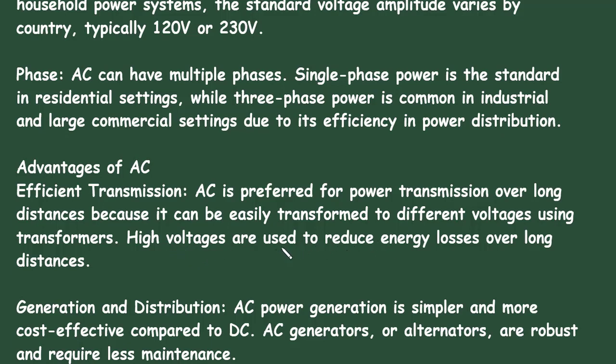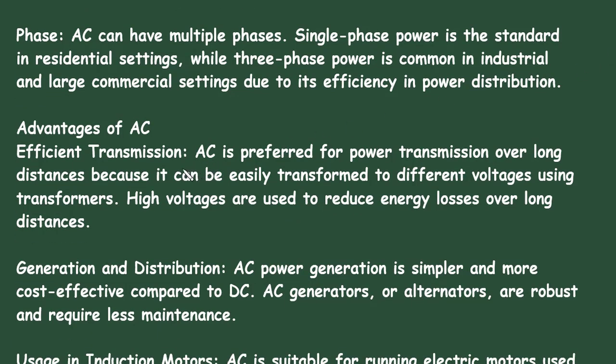reduce its energy losses. Otherwise, what happens? If the current is more in the transmission line, then due to heat, there will be more losses. So to avoid this, we increase the voltage and reduce the current. This is done with the help of a transformer, and it can be used only with AC.